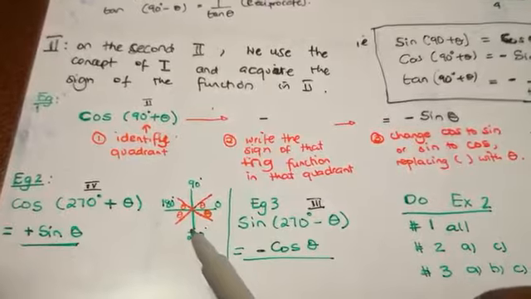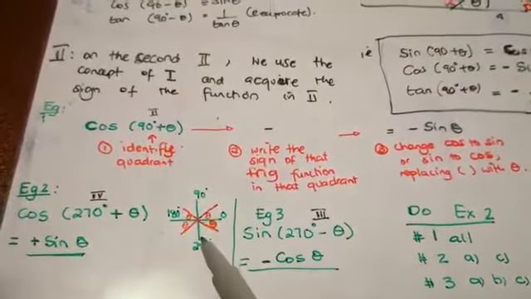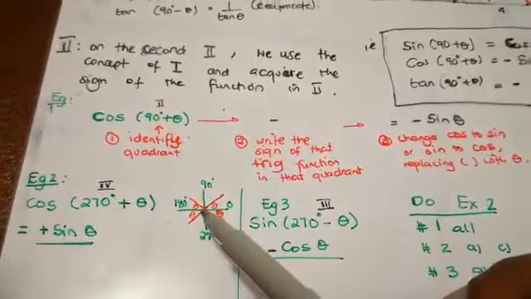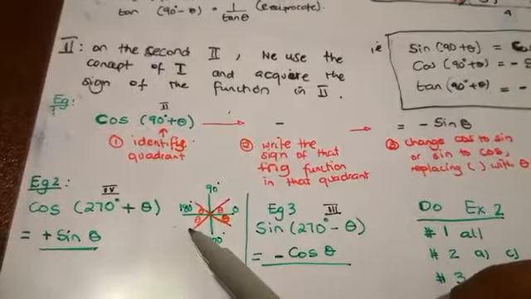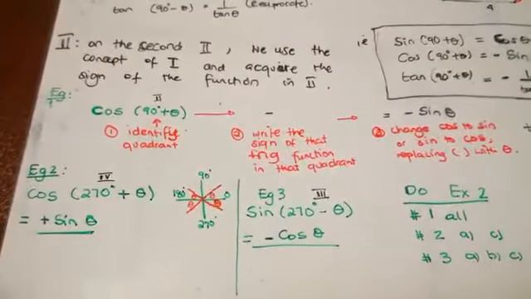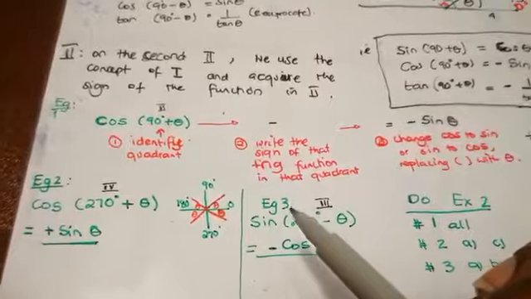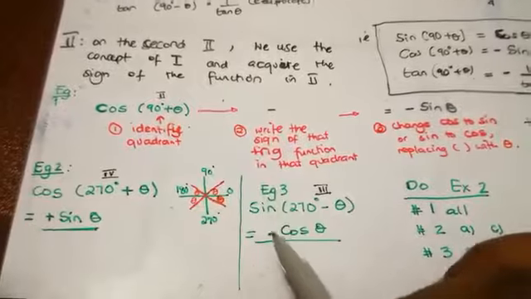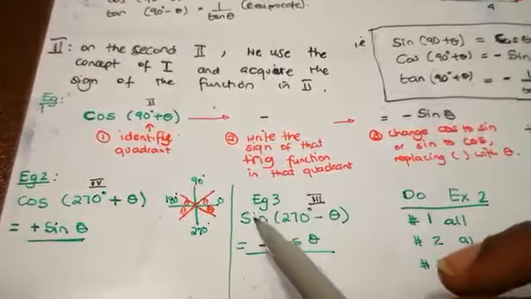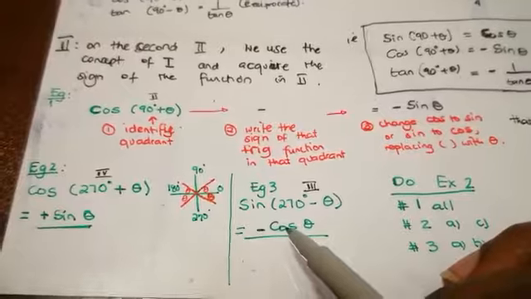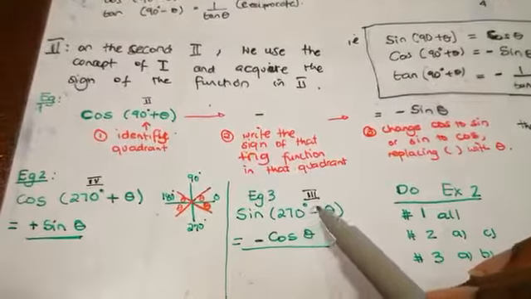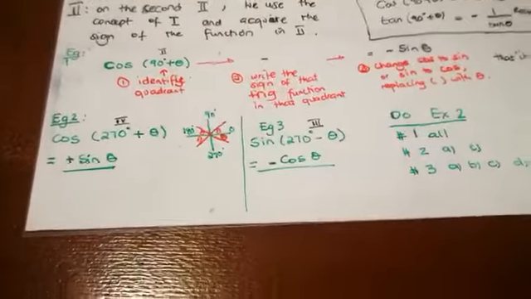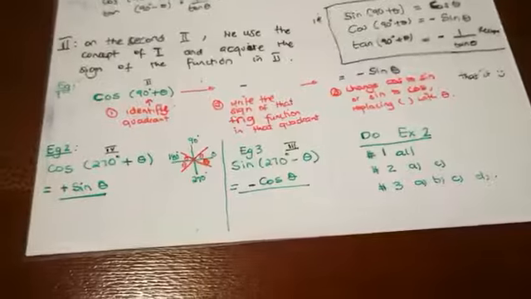Okay, I've got 270 here. If I subtract an acute angle from 270, so 270 minus 20 will give me 250, which pushes me into the third quadrant. In the third quadrant, sine is negative. So that is why my answer is going to be negative. So I write that negative, and then sine changes to cos, and the bracket becomes theta. Okay, so that is all.